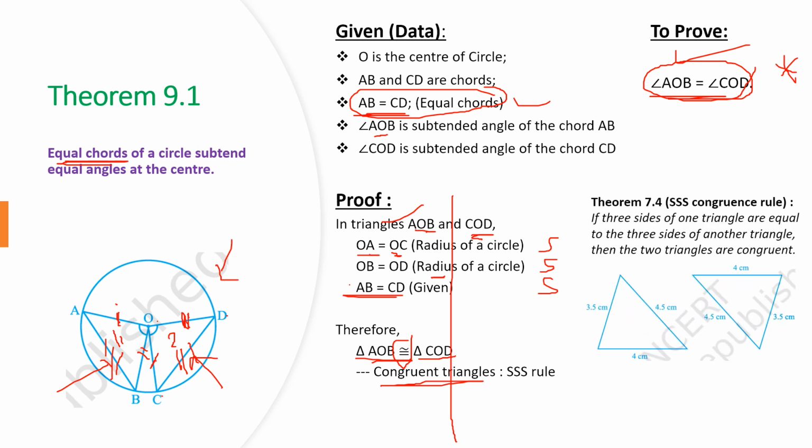Now let's take one more concept. Before we go to the next topic, let's understand what the SSS rule is. Look at this diagram itself. These are two triangles. One side is 3.5 centimeters here, and this is 3.5 centimeters, so both are equal. Let's take the other one, 4.5 centimeters. Here is 4.5 centimeters.